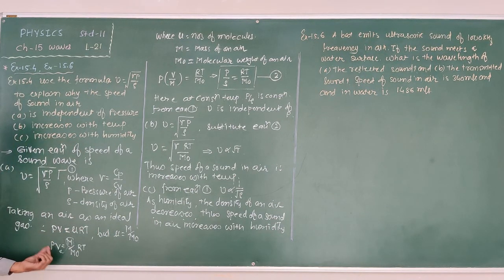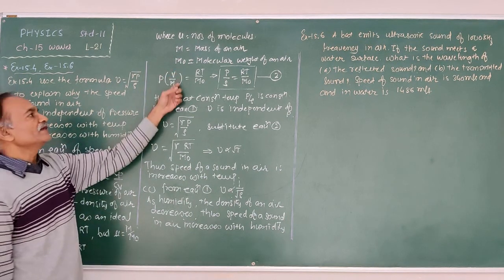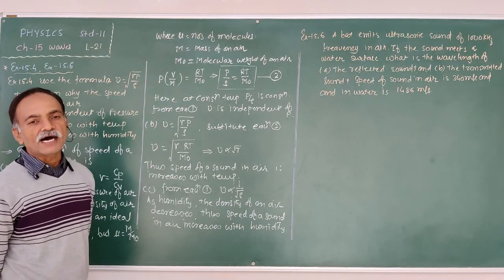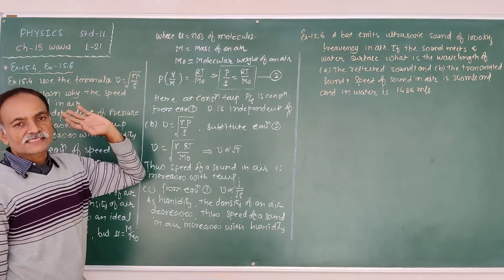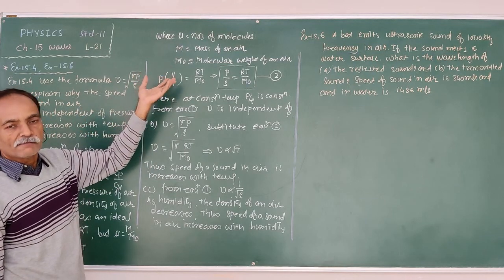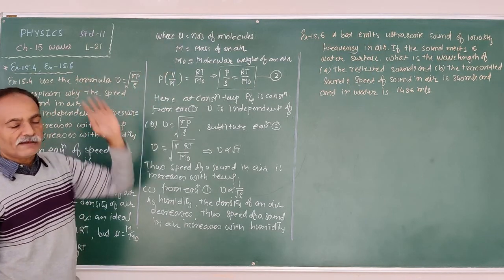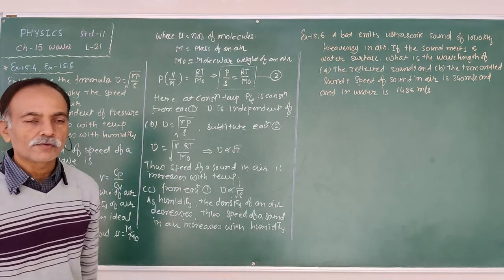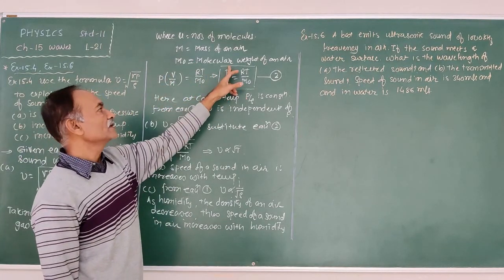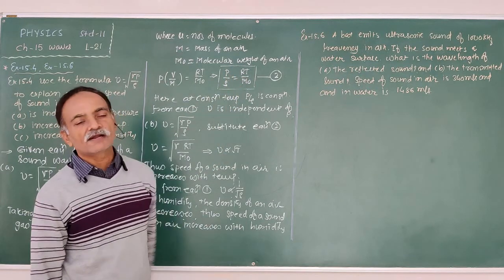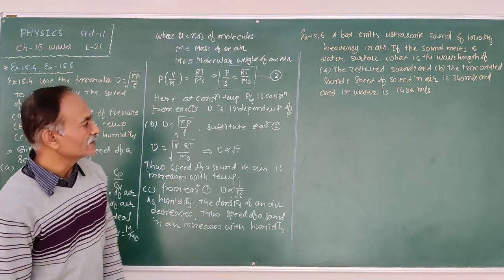Substitute here, therefore PV is equal to M upon M0 RT. Take the M to this side, therefore P into V upon M is equal to RT upon M0. Now M upon V is equal to density, so the reciprocal, V upon M, gives 1 upon rho. Therefore, instead of V upon M, we substitute 1 upon rho. Therefore, P upon rho is equal to RT upon M0.